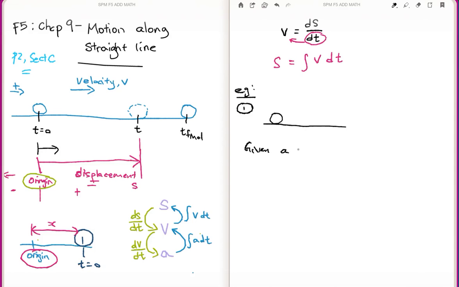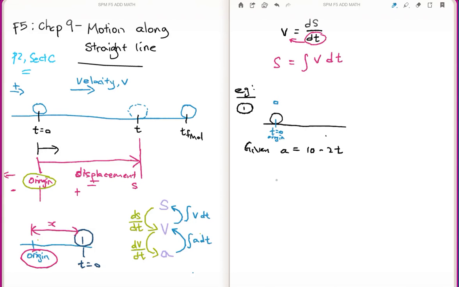The acceleration is 10 minus 2t, where t is in seconds. After it passed through a fixed point O, meaning when t is 0, it is at the origin. So this is the origin. When t is 0, how do I know? The keyword: after it passed through a fixed point O. This is my point O.